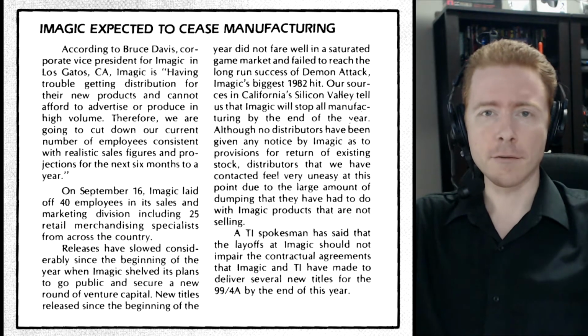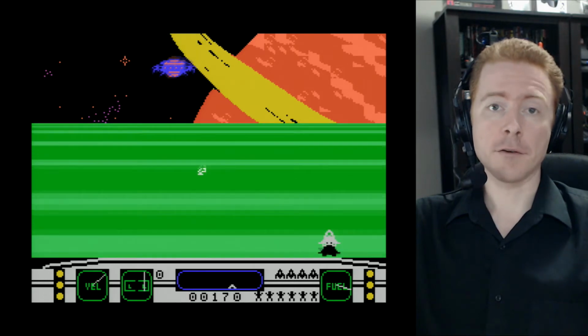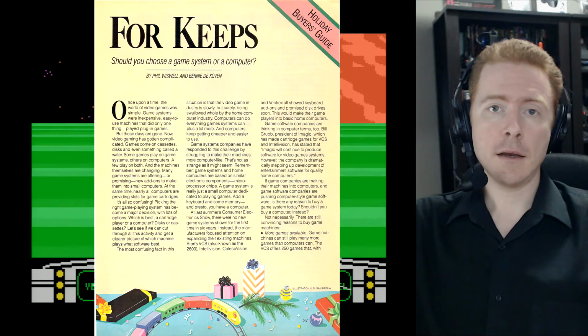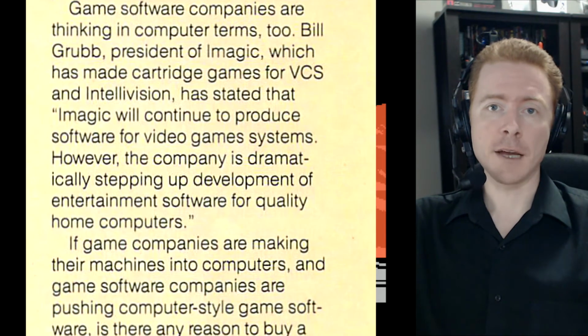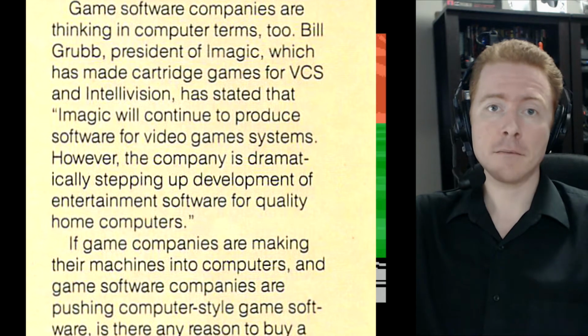I have concerns. On the one hand, Imagic had been moving in the direction of computer software for a while, so maybe this did fit at least that far. In December '83, Grubb told Enter magazine, "Imagic will continue to produce software for video game systems. However, the company is dramatically stepping up development of entertainment software for quality home computers." So why not TI-99, right?